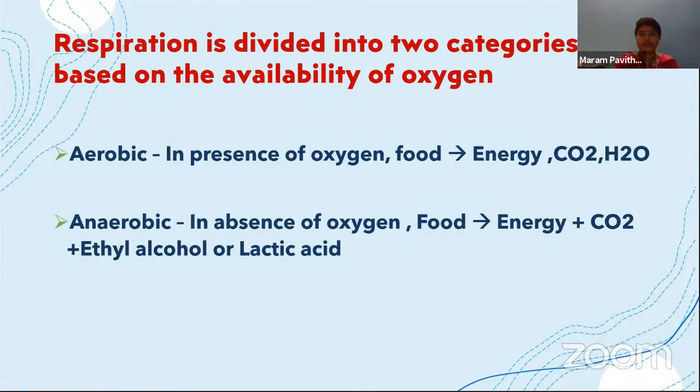Okay, children, respiration in cells takes place in two ways. The first one is aerobic respiration and the second one is anaerobic respiration. On what basis is respiration categorized? Based on the availability of oxygen. If oxygen is available to the organisms, some organisms perform aerobic respiration. Those organisms use oxygen, oxygen oxidizes food, and that food releases energy, carbon dioxide and water.